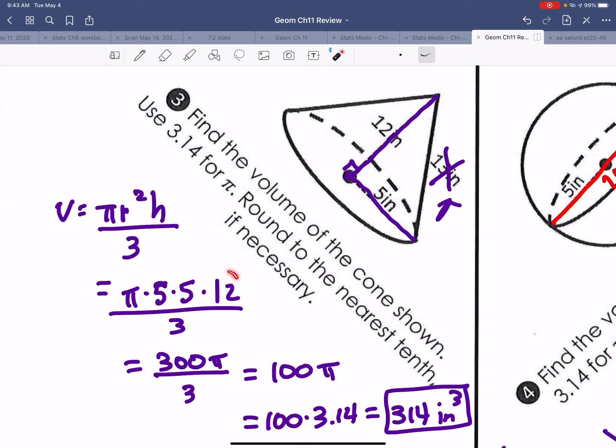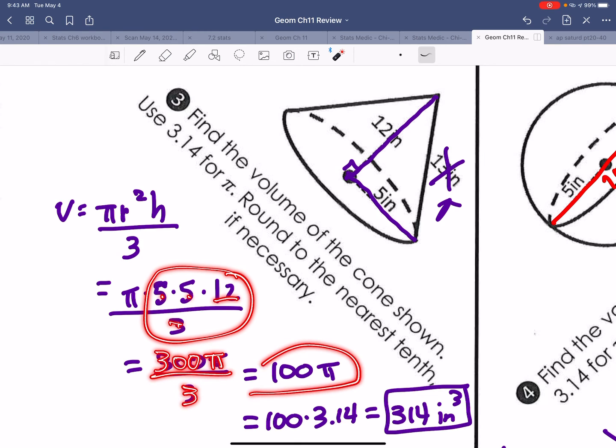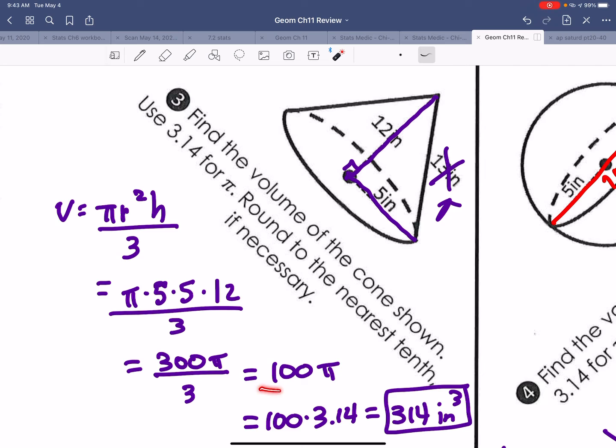So we notice when we multiply this through, 5 times 5 times 12 divided by 3 gives us 300 in the numerator and 3 in the denominator, so we get 100 pi. This is a third of the question we just got done doing that was 300 pi, so that makes sense. Now multiplying it out, 100 times 3.14 is 314 inches cubed.